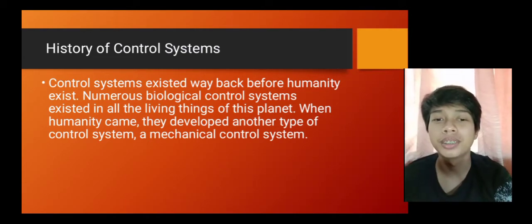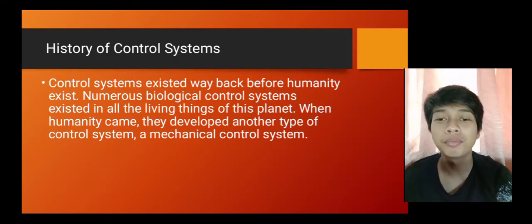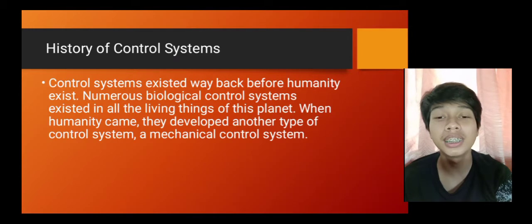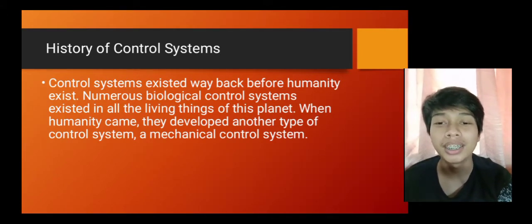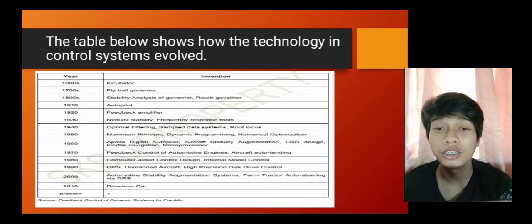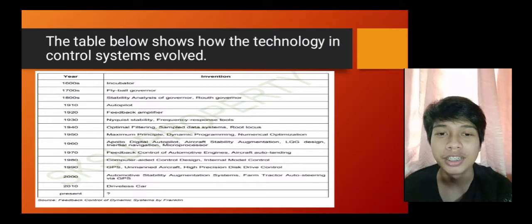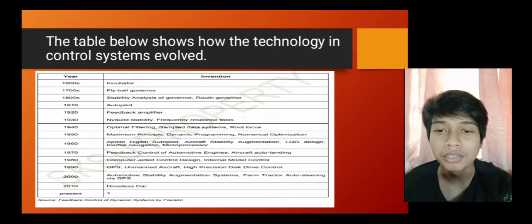History of control systems. Control systems existed way back before humanity existed. Numerous biological control systems existed in all the living things of this planet. When humanity came, they developed another type of control system, a mechanical control system. The table shows how the technology and control system evolved. 1600s, incubator. Next is 1700s, fly ball governor. 1800s, stability analysis of governor, Routh governor.